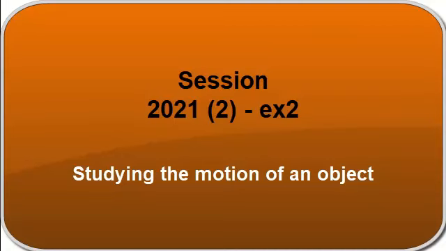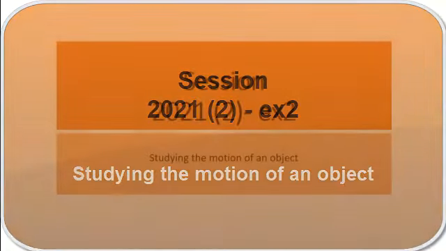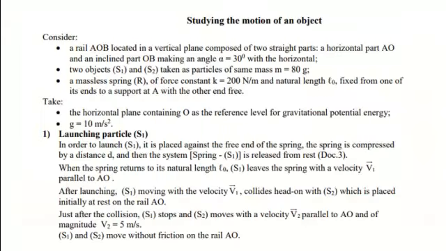Session 2021, number 2, exercise number 2. Studying the motion of an object. Consider a rail AOB located in a vertical plane, composed of two straight parts: horizontal part OA and inclined part OB, with an angle of 30 degrees with the horizontal. The two objects S1 and S2 are particles, and the mass is equal to 0.08 kilogram.